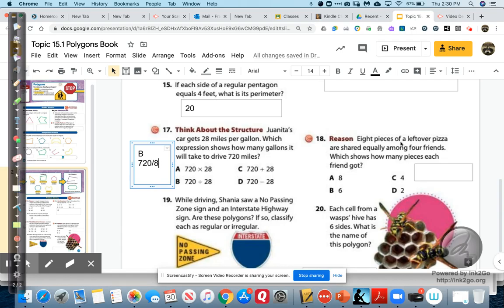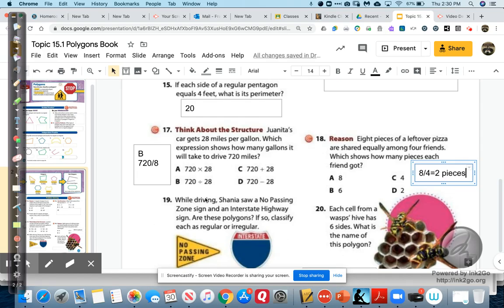Okay, 8 pieces of a leftover pizza are shared equally among 4 friends. Which shows how many pizzas each friend got? You notice that all these questions are mostly to do with division. 8 pieces of pizza shared equally among 4 friends. So if we're taking 8 and dividing it by 4, it would be 8 divided by 4, which equals 2. So each person gets 2 pieces of pizza.